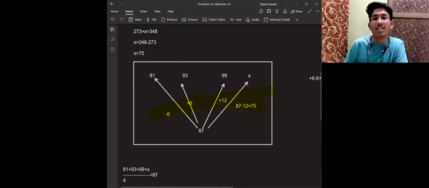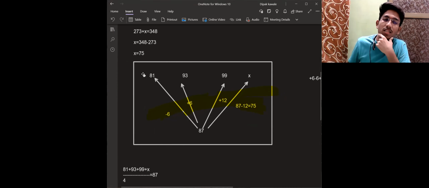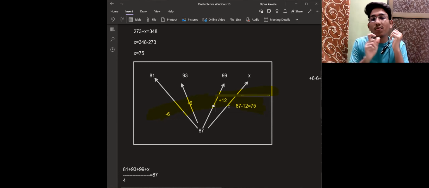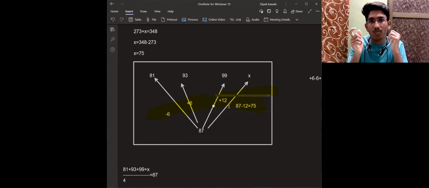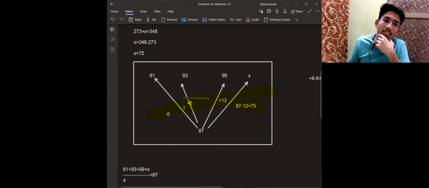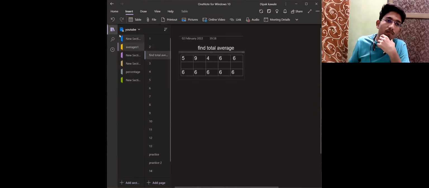Students, in the last video we saw that if you want to find a missing element, we find the deviation from the total average to each constituent element. From 87, how far is 81, from 87, how far is 93, and so on. We add all the deviations and check whether the sum is 0. If it is not 0, then we do addition or subtraction to make it 0. Correct. So let's apply this technique here.